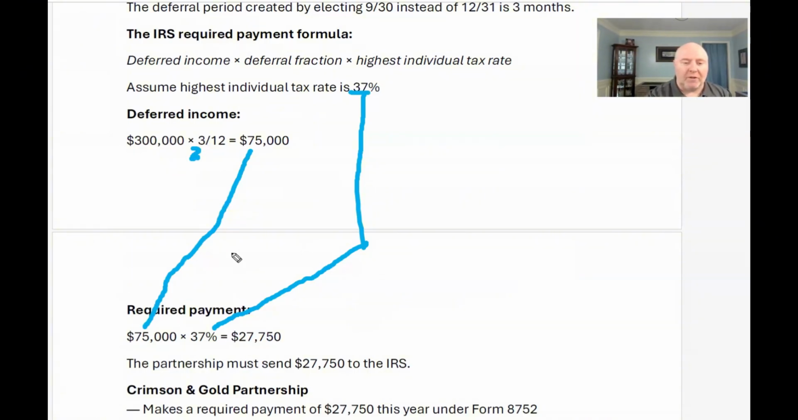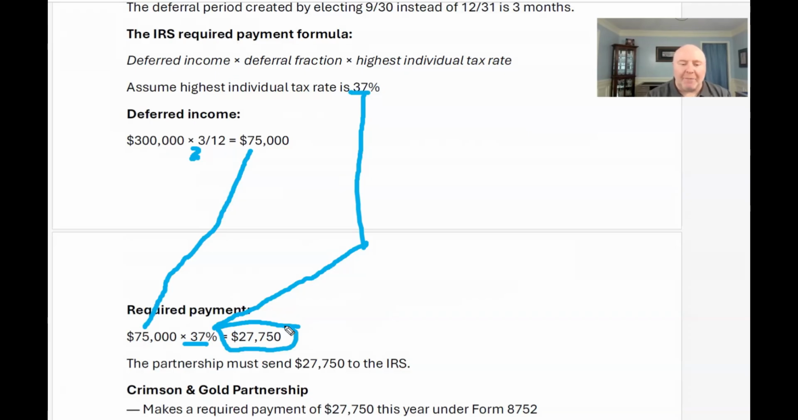All right, so we took that $75,000, which was 3/12 of our $300,000, and we're multiplying it by the maximum tax rate. So our required payment is $27,750 that we have to pay to the IRS under the 444 election. Now, we will eventually get that refunded when we're no longer using a 444 election. That could be 10, 12, 15, 20 years down the road. Just depends when we're not going to use it anymore.